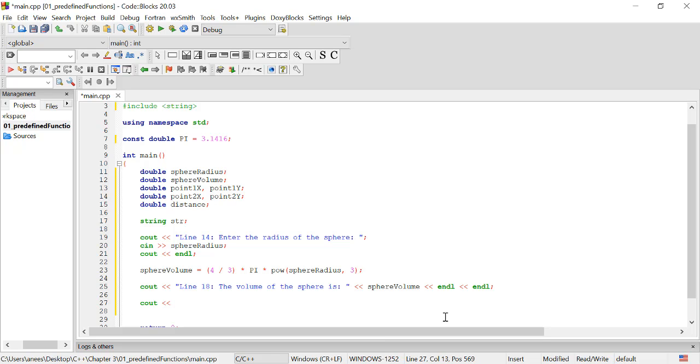calculate the distance between two points. So here, line 19, enter the coordinates of 2 points on the XY plane.